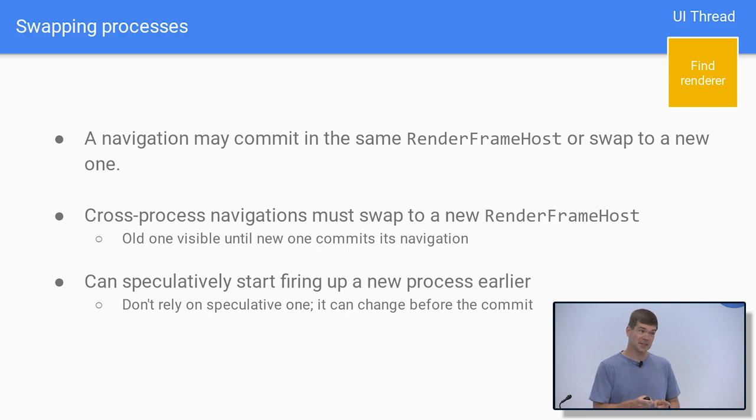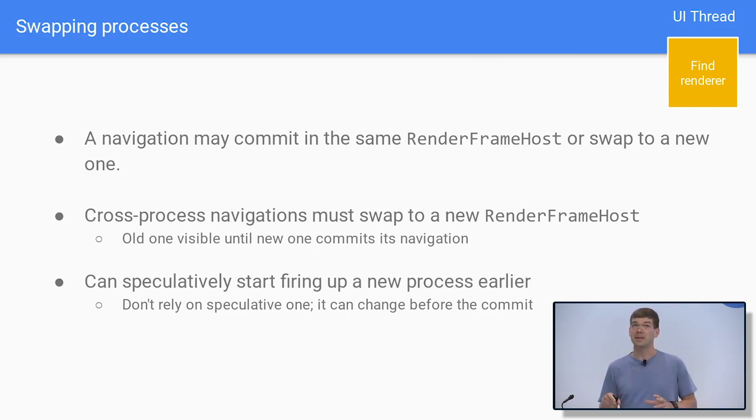Longer term, we want to actually change this and change RenderFrameHosts on every navigation that navigates to a different document. So it becomes essentially RenderDocumentHost. But this is not the case yet. Now, if the navigation is cross-process, then we must swap to a new RenderFrameHost. Basically, a RenderFrameHost is associated with a particular process. In this case, the old RenderFrameHost stays visible until the new one commits.